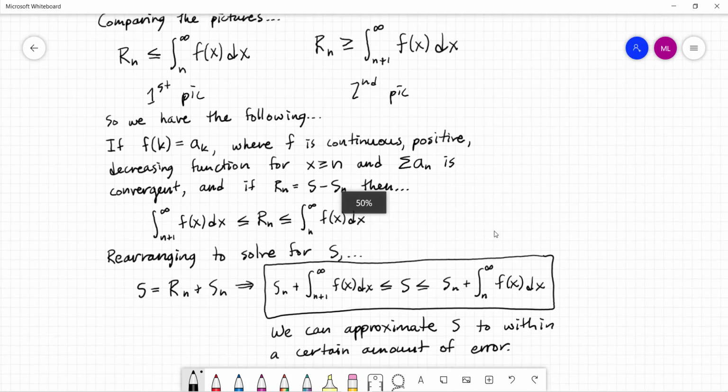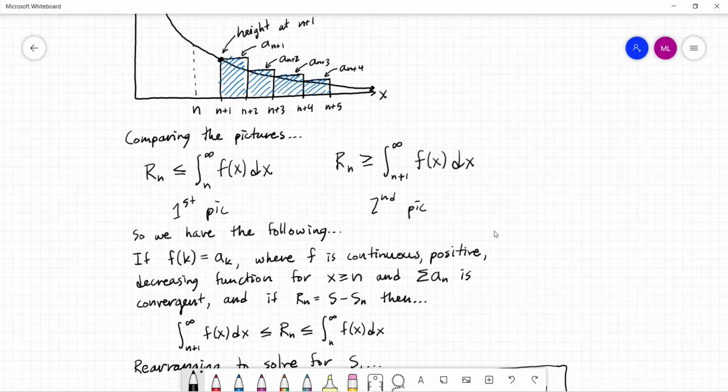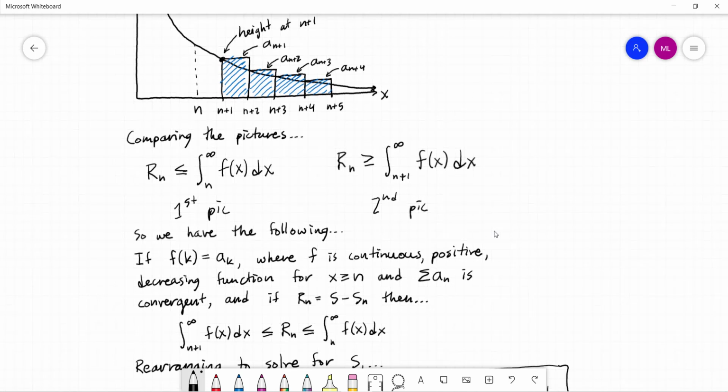Okay, so again, you'll get a few problems where you can play with this idea a little bit. I don't want to dwell on it too much.